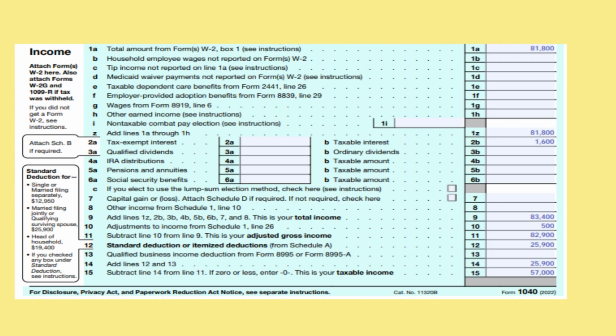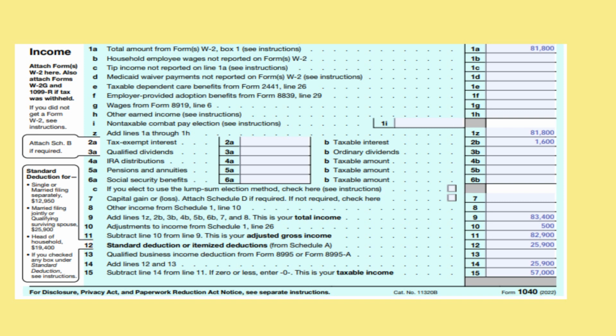As I discussed at the beginning of the video, we're going to circle back now to lines 1B through 1I. If you received household employee wages but did not receive a Form W-2 for them, you would report them on line 1B. If you did not make $2,400 from your employer, it is very likely that you did not receive a Form W-2 for these. On line 1C, put any tip income that was not reported on line 1A. This would include any tip income that you didn't report to your employer and any allocated tips shown in box 8 of your Form W-2.